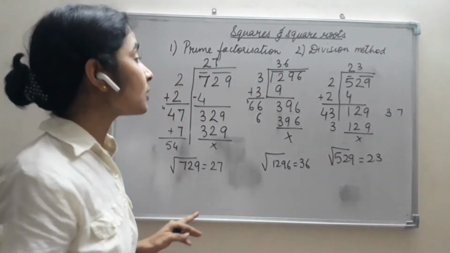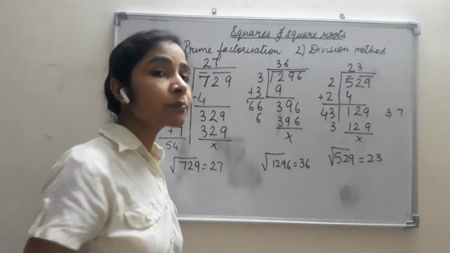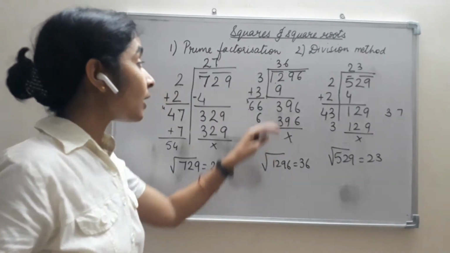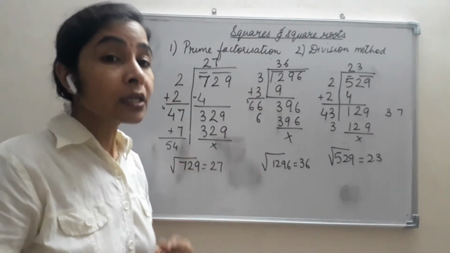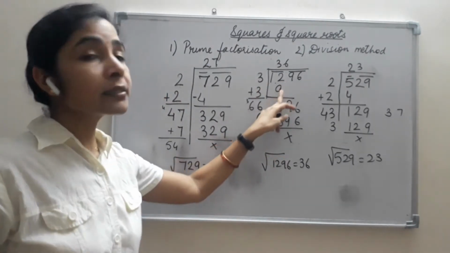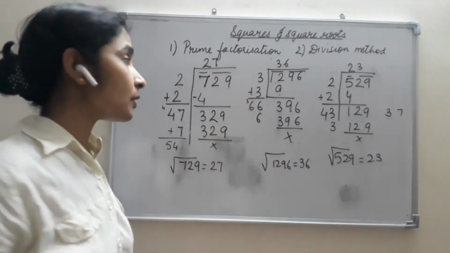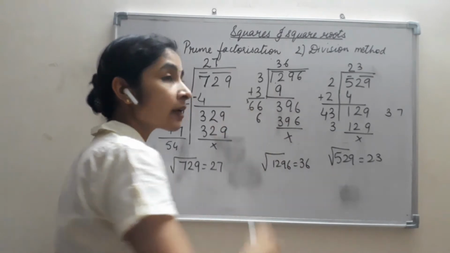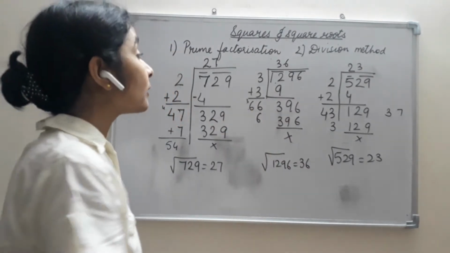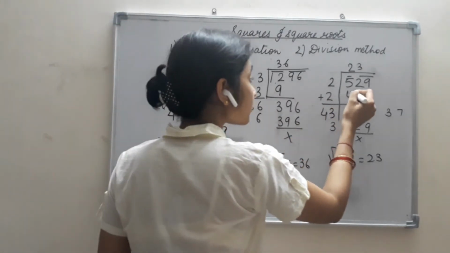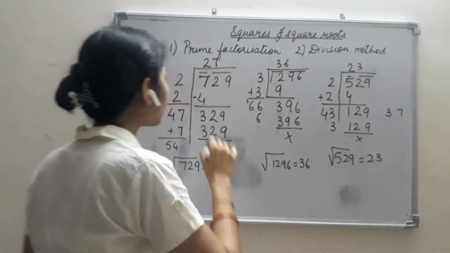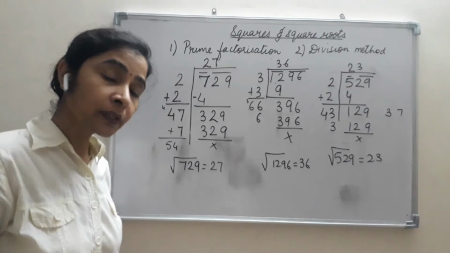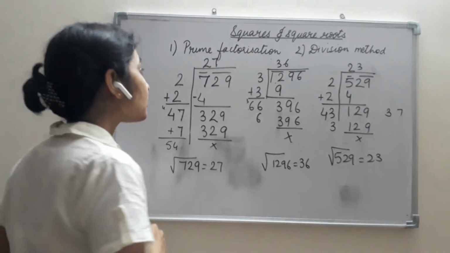So this is the division method. The divisor we are supposed to choose, we choose on the basis of this number: the square of the number we choose should be less than or equal to this number. So here we have taken 9 because 9 is a perfect square number before 12, and here we have taken 4 because 4 is the perfect square number before 5, and here also we have taken 4 because 4 is the only perfect square number before 7. So this is the division method.